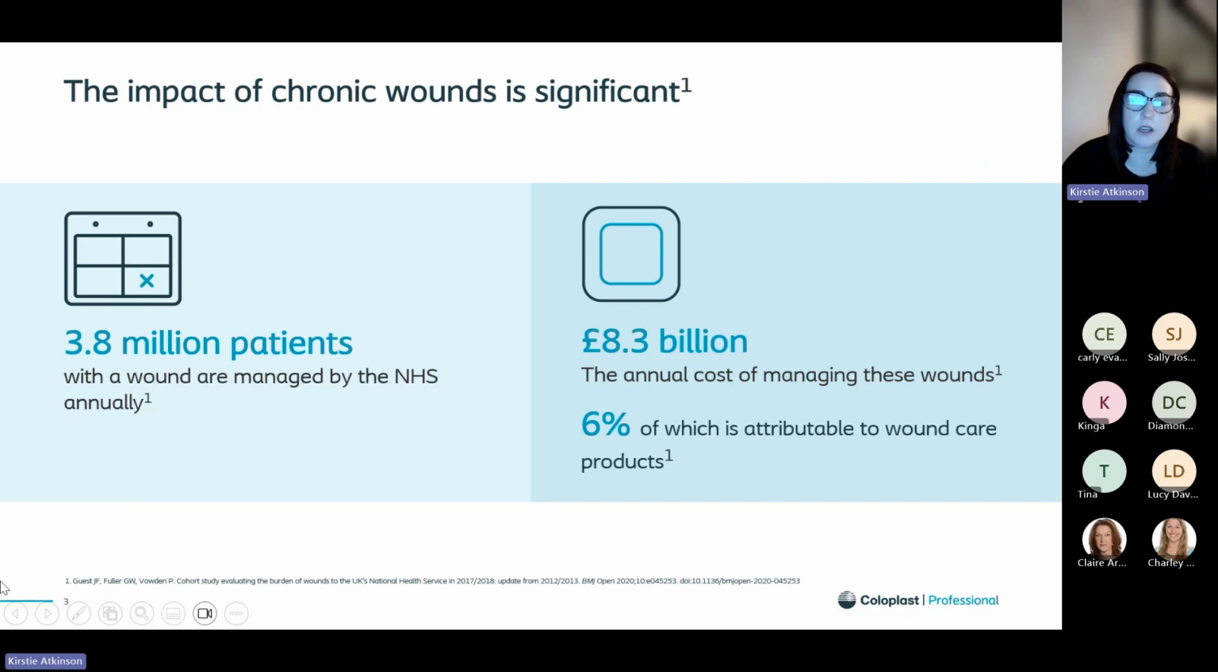So we know that in the UK, the impact of chronic wounds is really significant. Julian Guest did some data back in 2017, 2018 that indicated that 3.8 million patients with a wound are managed by the NHS annually. And that equates to 8.3 billion in an associated cost to manage these wounds. And only 6% of that is attributed to actually the wound care products. Everything else is down to things like nursing time, antibiotics, wound swabs, things like that.